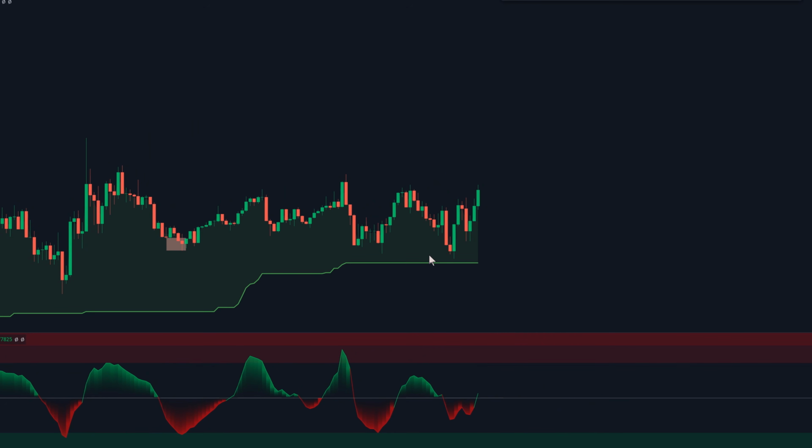Now here was another long example, but instead of a break and retest of a resistance level, the price actually bounced off of a strong support level. The indicator signals remained the same, as you can see right here.